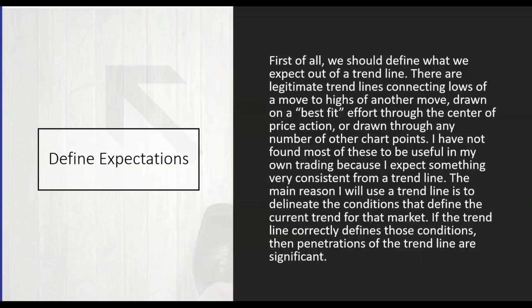So first of all, we should define what we expect out of our trend line. There are legitimate trend lines connecting lows of a move to highs of another move, drawn on a best fit effort through the center of price action, or drawn through any number of other chart points. I have not found most of these to be useful in my own trading because I expect something very consistent from a trend line. The main reason I will use a trend line is to delineate the conditions that define the current trend of the market. If the trend line correctly defines those conditions, then penetrations of that trend line are quite significant.